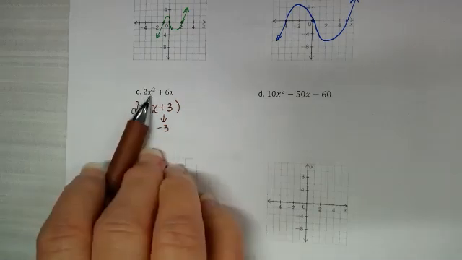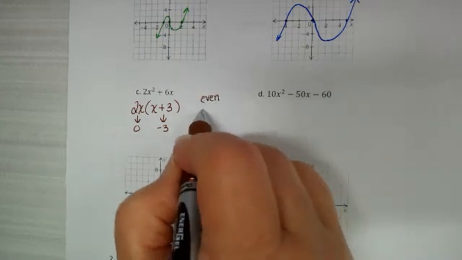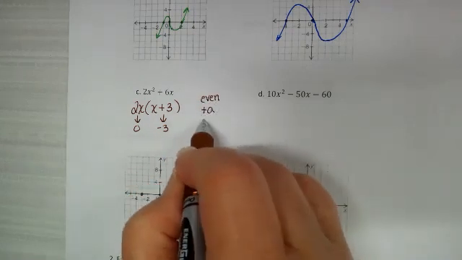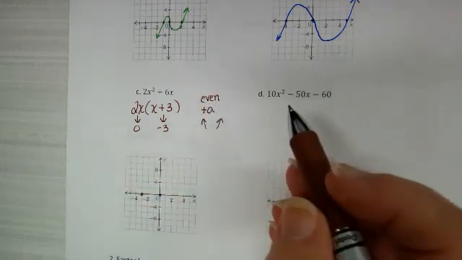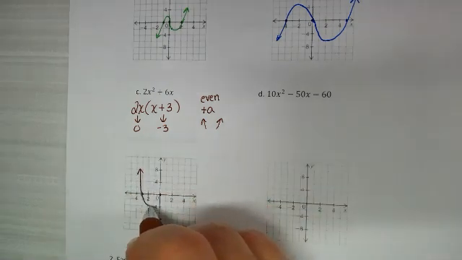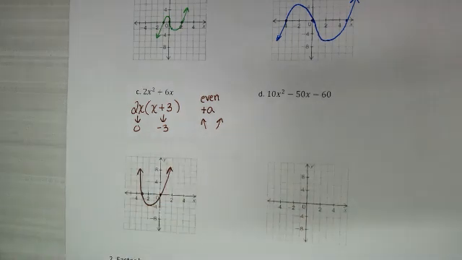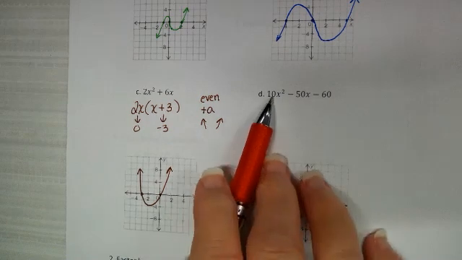Now notice this is to the second degree. It's even, and it has a positive a value, so the end behavior is going up and up. So in other words, this one looks something like this. And we'll do the same thing for letter D.